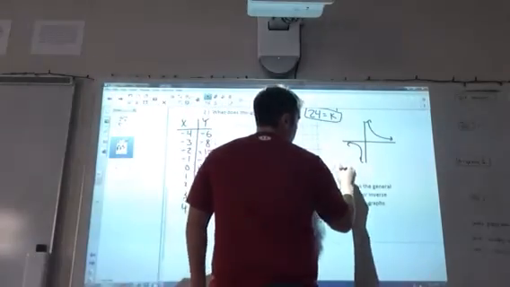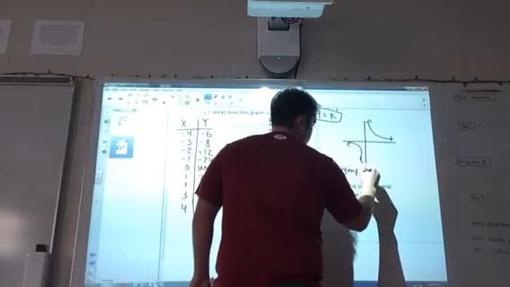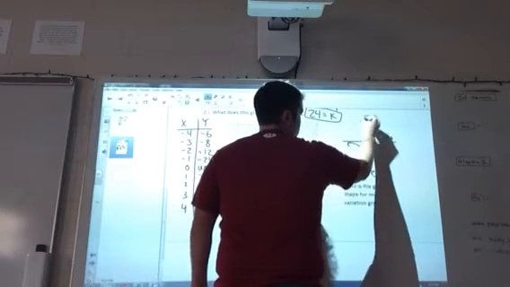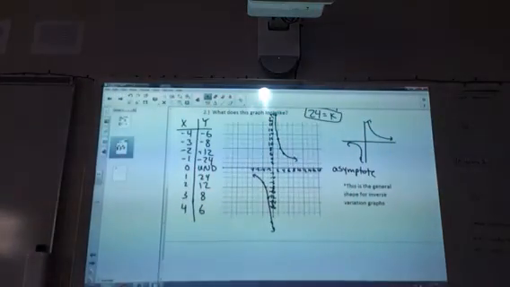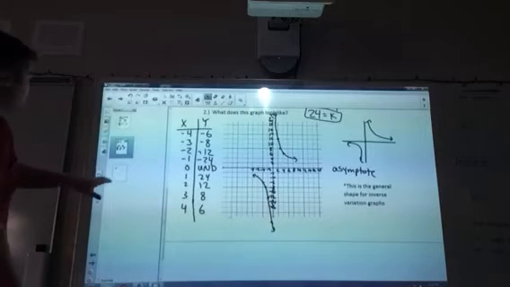We have an asymptote at this line right here, which is the y-axis. Okay. We also have an asymptote at the x-axis. We'll talk more about those asymptotes later, but remember, in general, asymptotes are lines that the graph approaches but never actually touches. Okay. Cool. Let's go to the last page.